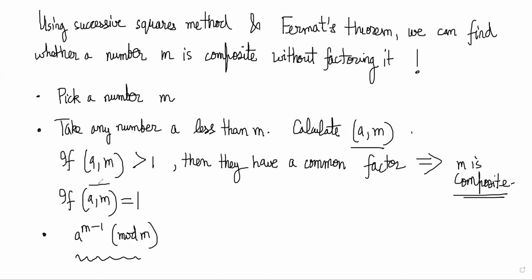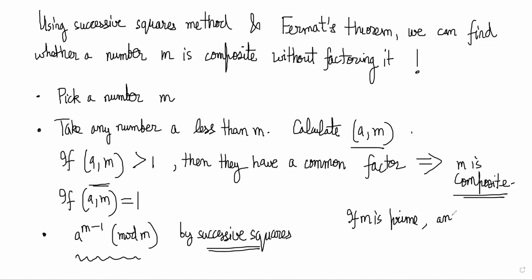If the GCD of a and m was 1 and they were relatively prime, you try to find a to the power m minus 1 mod m by the method of successive squares. By the successive squares method, the one that we have just now learned, right? Now, the point is, if m is prime, the answer by this method should be 1. If m was prime, this is a to the power p minus 1 mod p. So the answer should be 1.